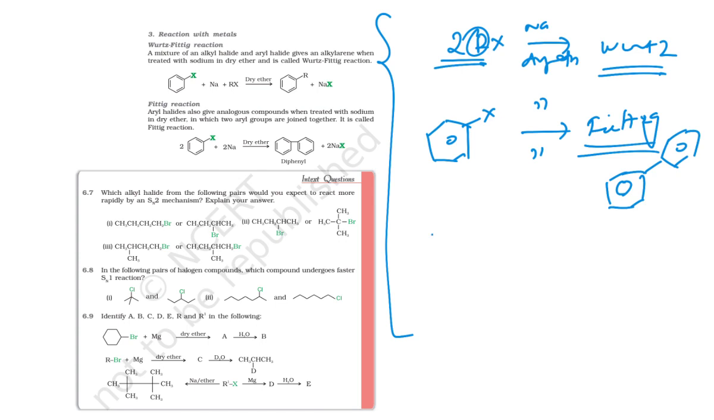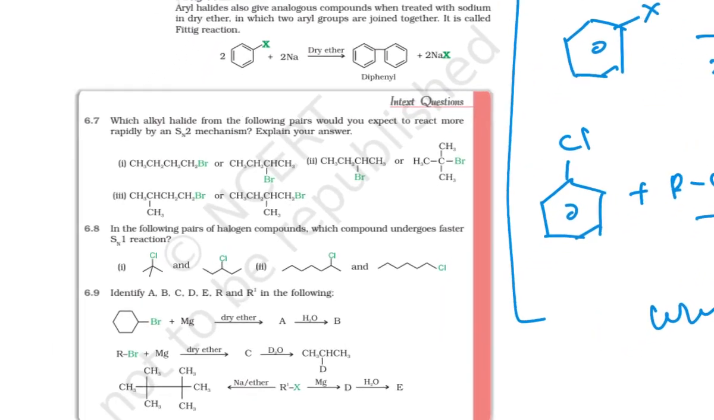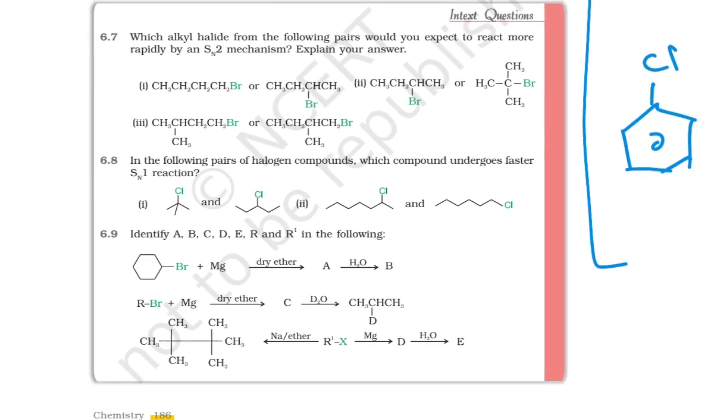In the case of one aryl halide and one alkyl halide, they react to give an alkyl arene as the product. Alkyl arene is the product. Then this reaction is the Wurtz-Fittig reaction. Right? Shall we solve the questions 6.7, 6.8 and 6.9?